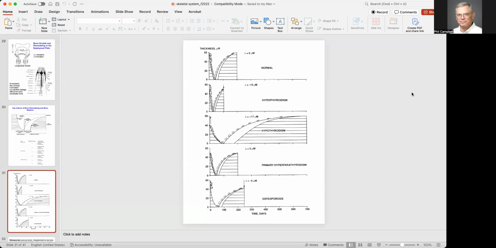In case of hyperparathyroidism, there's no real significant change. That gets us to a pathology referred to as osteoporosis, which I'll define in a minute. But in this case, there's a disruption in the normal balance, and I will end up with less bone, right? So let's talk about osteoporosis.